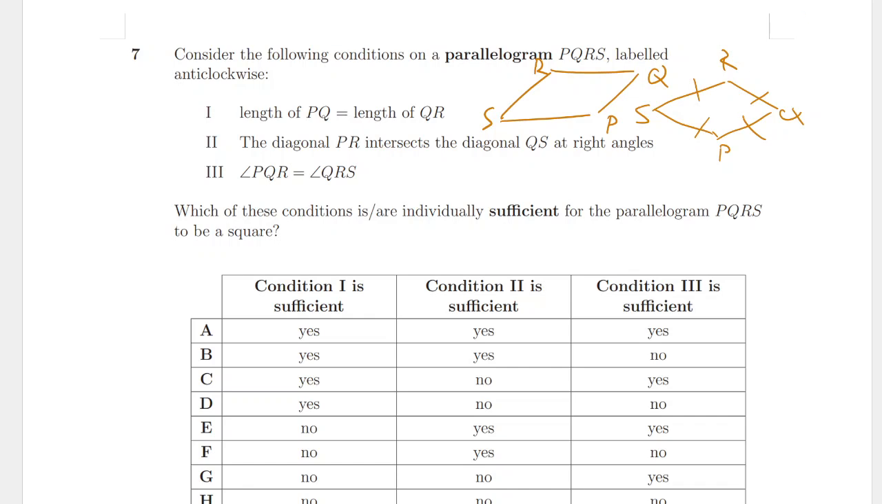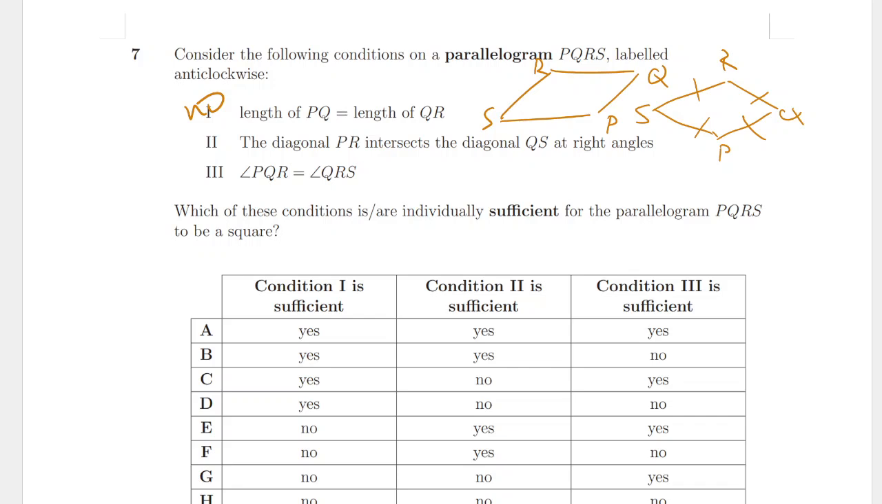I could just make sure that PQ is parallel to RS and PS is parallel to QR. I can definitely do that, right? I can just draw a sort of a standard rhombus in some way, right? Then it works. Okay, so 1, not sufficient. No. Okay, how about 2?